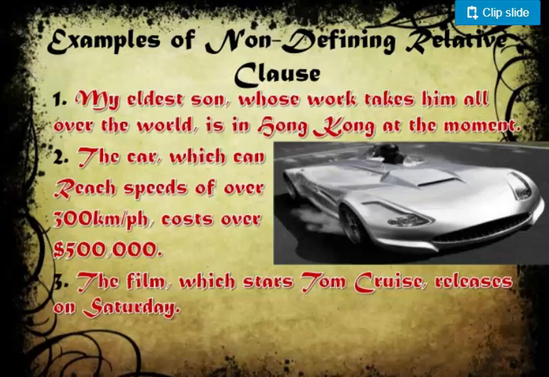Cruise released on Saturday. So these are the examples of the non-defining relative clause. If we leave out whose work takes him all over the world, which can reach the speeds of over 300 km per hour, and which starts at 7 a.m., the sentences are still enough for us. They convey the proper meaning, right?